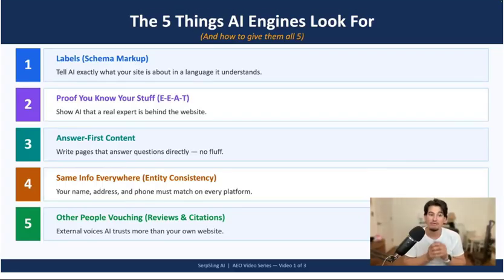Okay, you want to make sure you have your same info everywhere. This is very, very important when it comes to AEO. You want entity consistency. Okay, your name, your address, and phone number must match on every platform. So if you're working with clients, this is crucial to get them ranked in AI search engines. All right, and number 5 is other people vouching for you. Okay, so it's reviews and citations, pretty much external voices that AI trusts more than your own website.